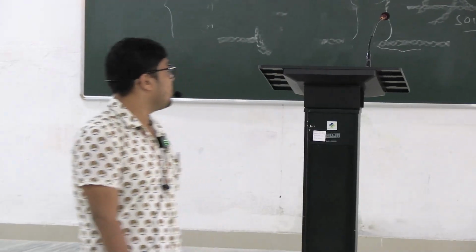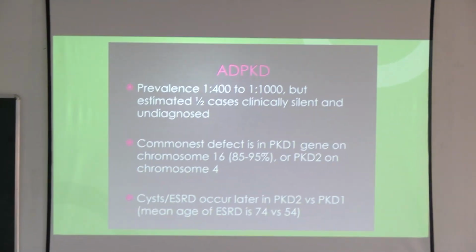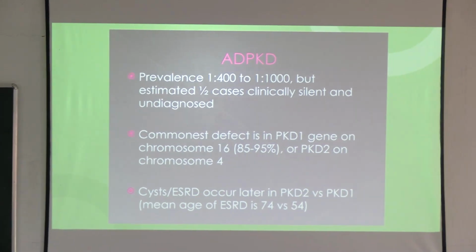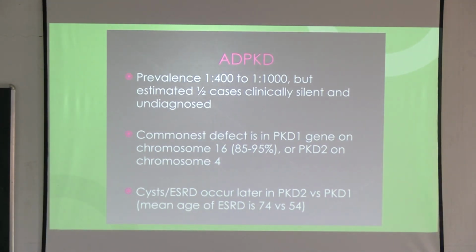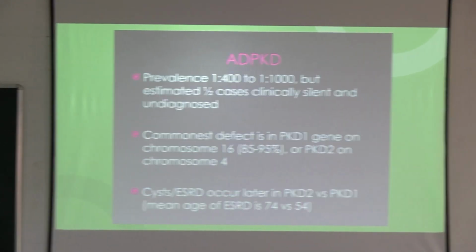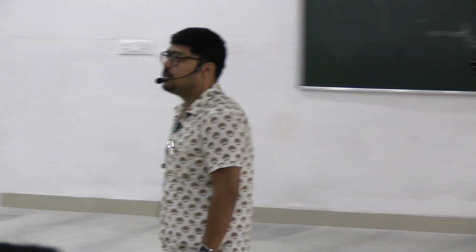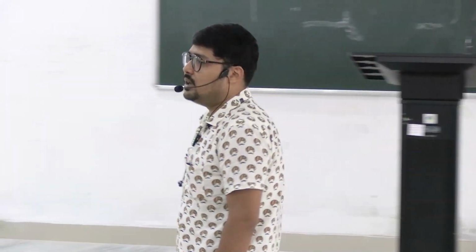Its prevalence is 1 in 400 to 1 in 1000, but an estimated half of cases are clinically silent and undiagnosed. So half of the cases are undiagnosed due to lack of clinical symptoms. If anybody doesn't experience any symptoms of urinary retention or urinary tract infection or symptoms from renal failure, he or she may remain undiagnosed throughout life, but there is a prevalent family history in his germline.